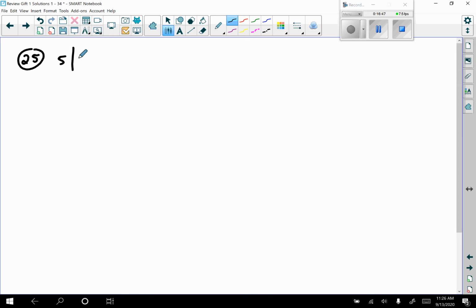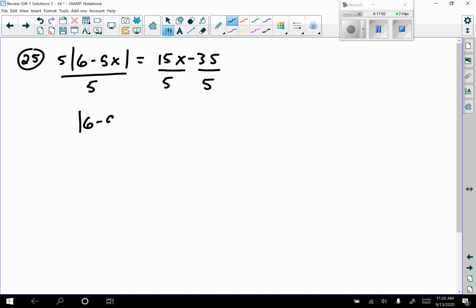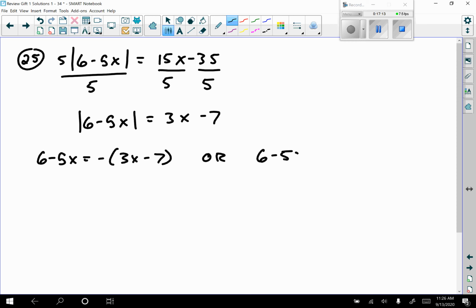We have 5 times the absolute value of 6 minus 5x equal to 15x minus 35. Just like the last one, I want to start by dividing everything up here by 5 individually over here. So I get absolute value of 6 minus 5x equals 3x minus 7. Separate this. 6 minus 5x equals the opposite of 3x minus 7, or 6 minus 5x equals 3x minus 7. All right, taking the opposite here, 6 minus 5x equals negative 3x plus 7. Let's add 5x to both sides.